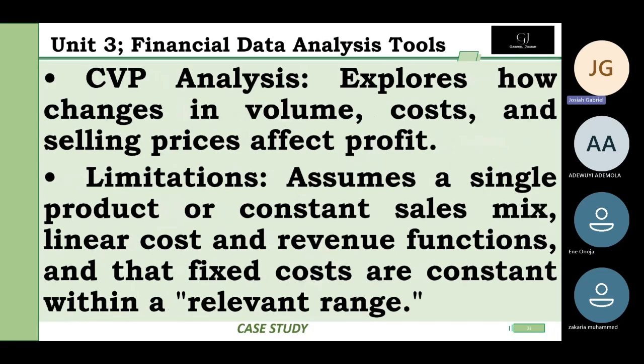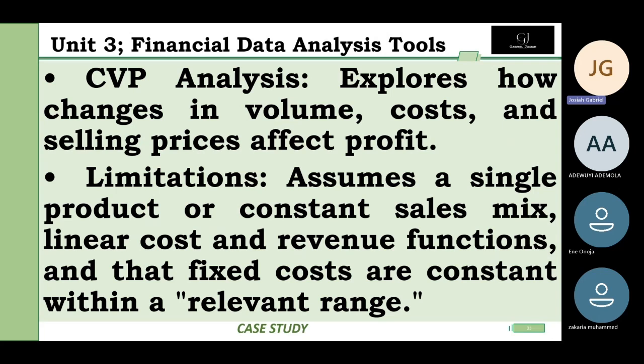All right, so let's look at the cost volume profit analysis. Another significant financial data analysis tool is a tool that explores how changes in the volume, that is the quantity of products and services a company wants to produce, and also the costs and the selling prices, affect profit. The CVP analysis explores this very graphically.